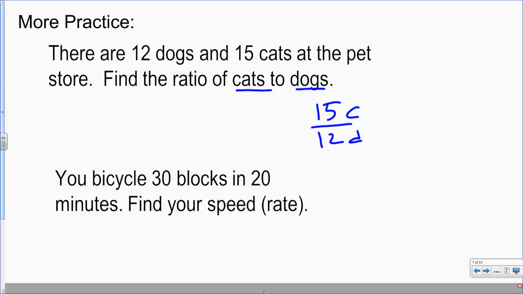And then to find a rate, you bicycle 30 blocks in 20 minutes. Find your speed. So would you say I go how many blocks per minute or minutes per block? It would be blocks per minute. So I have 30 blocks in 20 minutes. Use B for blocks. And then you would go ahead and divide that out to find your answer. And you would say that you go 1.5 blocks per minute.